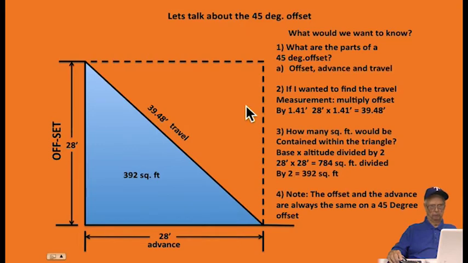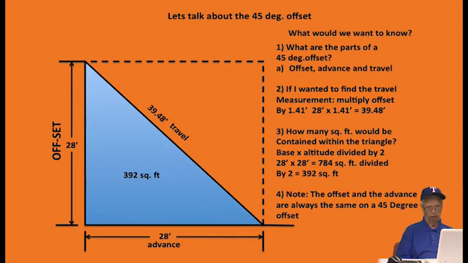So let's take a look and see what we have to do. We have offset, travel from this point to this point, and advance. Gotta remember, the offset and advance will always be the same. If I wanted to find the travel measurement, multiply offset by 1.41. 28 feet times 1.41 is 39.48 feet. So it's 39.48 feet from the center of that 45 to the center of that. That's going to be a big number as we go along. You're going to learn it, and we'll do a lot of them, so you'll be okay.